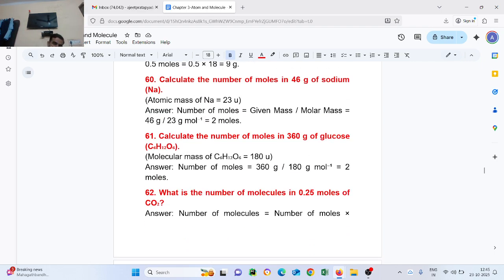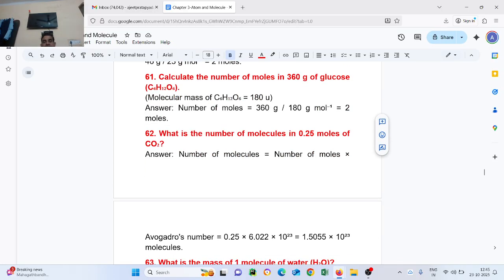Question number 62. What is the number of molecules in 0.1 moles of carbon? Number of molecules is number of moles multiplied by the Avogadro number.